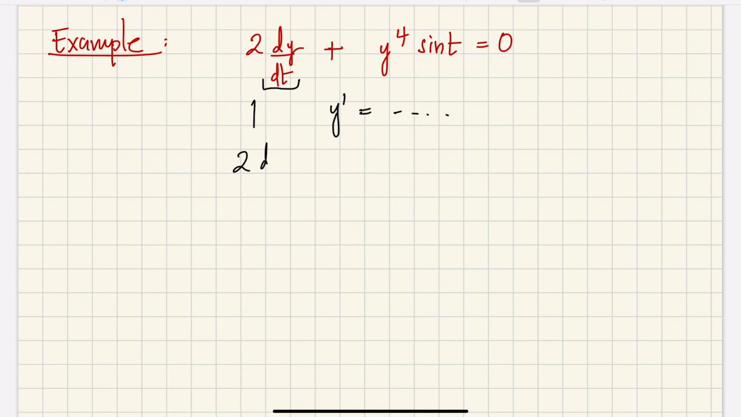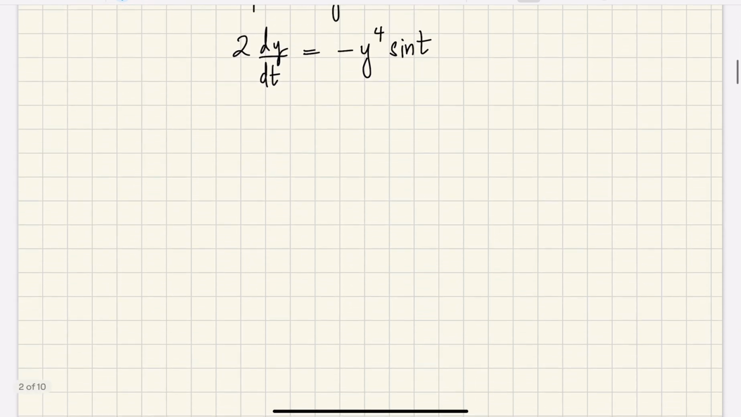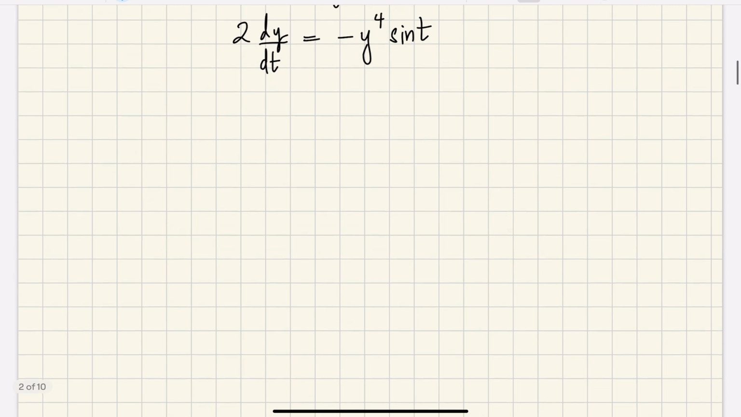So we have 2 dy over dt is equal to negative y to the 4 sine t. Just move this here. Now if you divide everything by 2, you get dy over dt is equal to negative 1 over 2 y to the 4 sine t. And we are back in business.